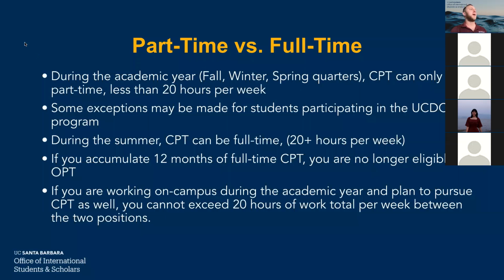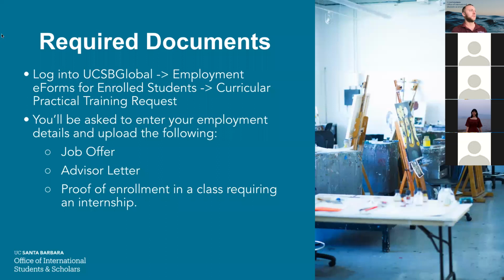Part-time versus full-time, I covered this a bit earlier. But during the academic year, CPT can only be part-time, less than 20 hours per week. Some exceptions can be made if you're participating in the UC-DC program. During the summer, CPT can be full-time, and during other scheduled school breaks. We already covered the 12 months of full-time CPT. And I already covered this as well: if you're working on campus during the academic year, then you cannot exceed 20 hours of work total per week between your CPT position and your on-campus position.